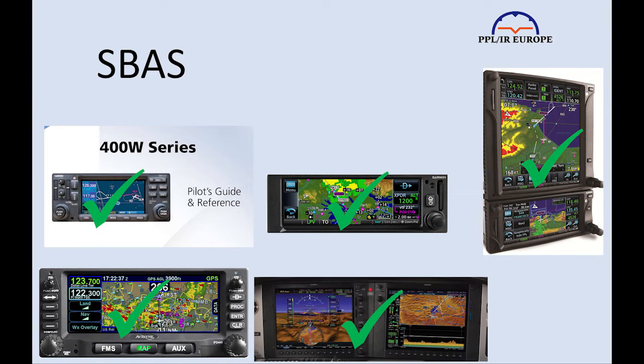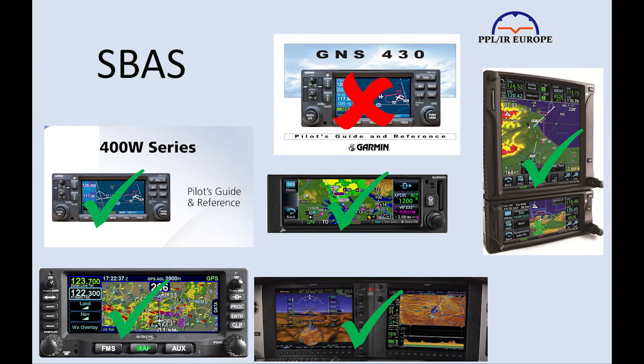Now, let's talk about SBAS. SBAS is what enables the GNSS navigator to show a glide path. It compensates for the fact that vertical precision is rather poor using raw GNSS. It's available in GNS 430W and 530W, G175, GTN, IFD, and in some later G1000s. It's what distinguishes the GNS 430W from the GNS 430. The GNS 430 does not have this feature.